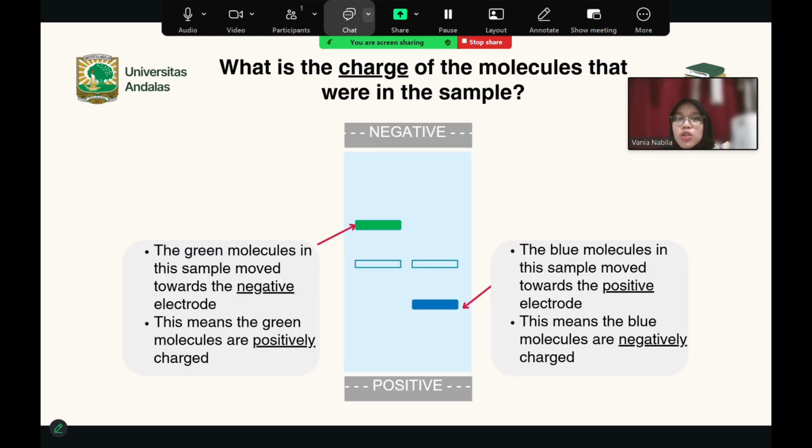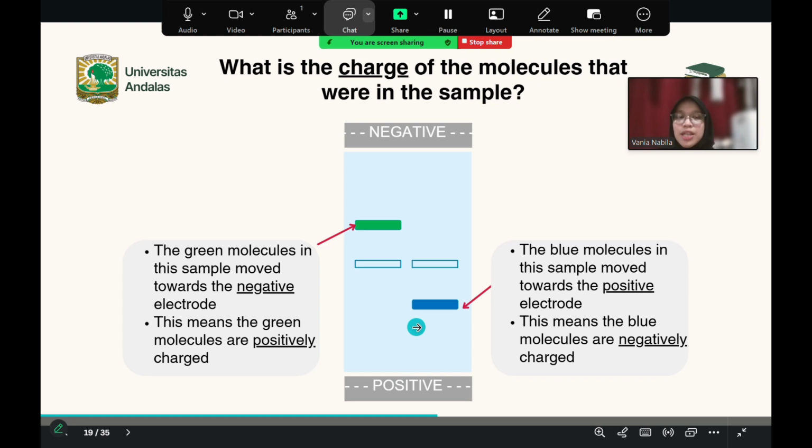What is the charge of the molecules that were in the sample? The green molecules in the sample move towards the negative electrode, which means they are positively charged, while the blue molecules move towards the positive electrode, which means they are negatively charged.